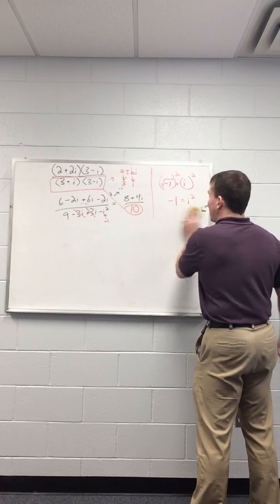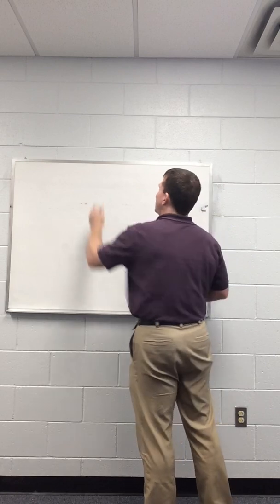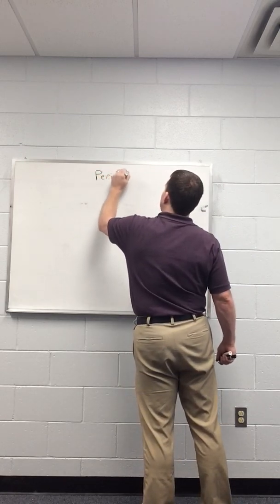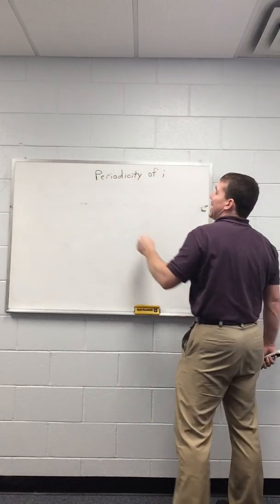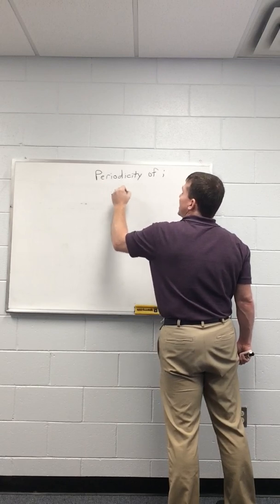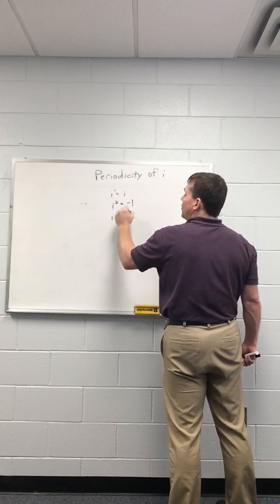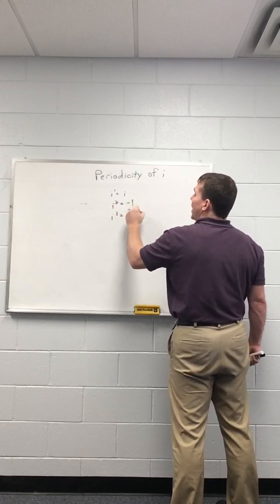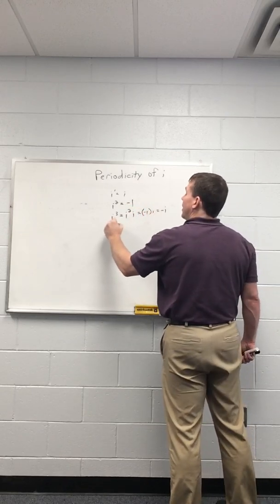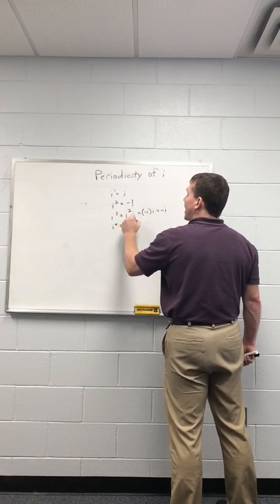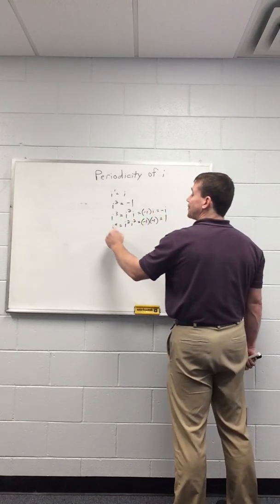The last little thing that we want to look at with complex numbers, and i in particular, is a trick called the periodicity of i. And we're going to do this really quickly. The idea is, I know i to the 1 is i, i squared is -1. i cubed, if I want to solve that out, is i squared times i, which is -1 times i, which is -i. i to the 4th is i squared times i squared, which is -1 times -1, which is +1.